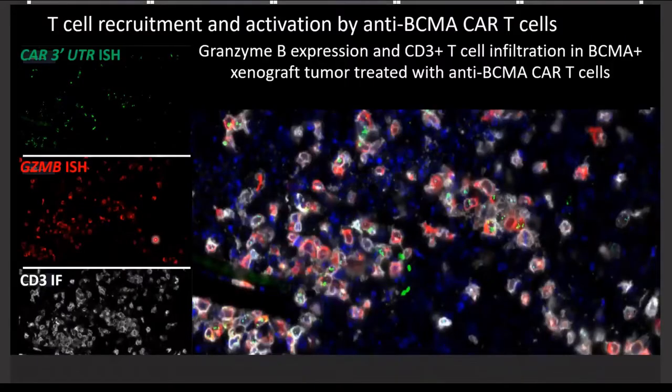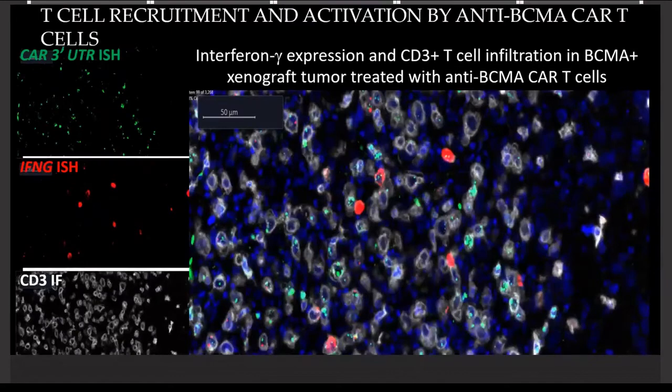But in this next image, I want to show you how using our multiplex assay, you can visualize multiple targets on the same section. So this is an image from the anti-BCMA CAR T study, and we have visualized the CAR T cells, granzyme B, and we have performed immunofluorescence for CD3. So with our RNAscope assays, a great advantage of this technology is that it can be combined with immunohistochemistry or immunofluorescence. And here's an example of that, where we have used the CD3 antibody to visualize T cells and then also identify the CAR T cells.